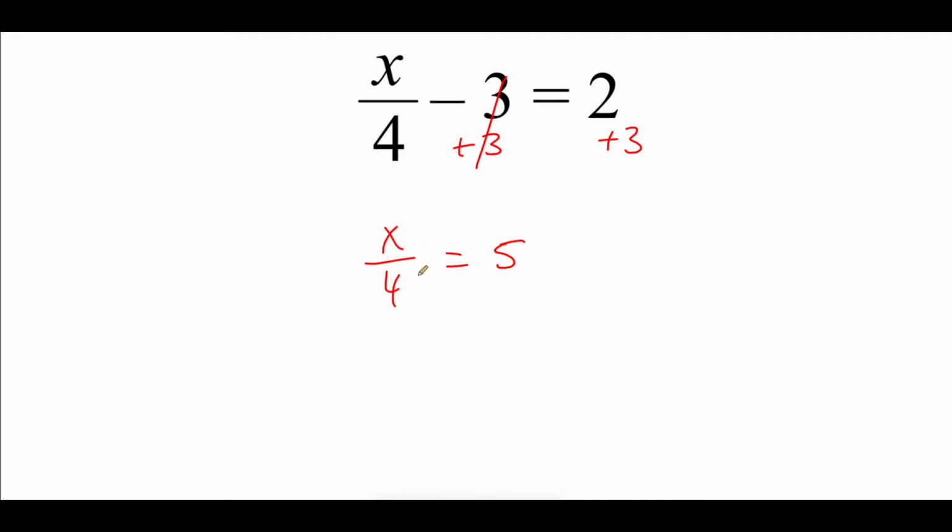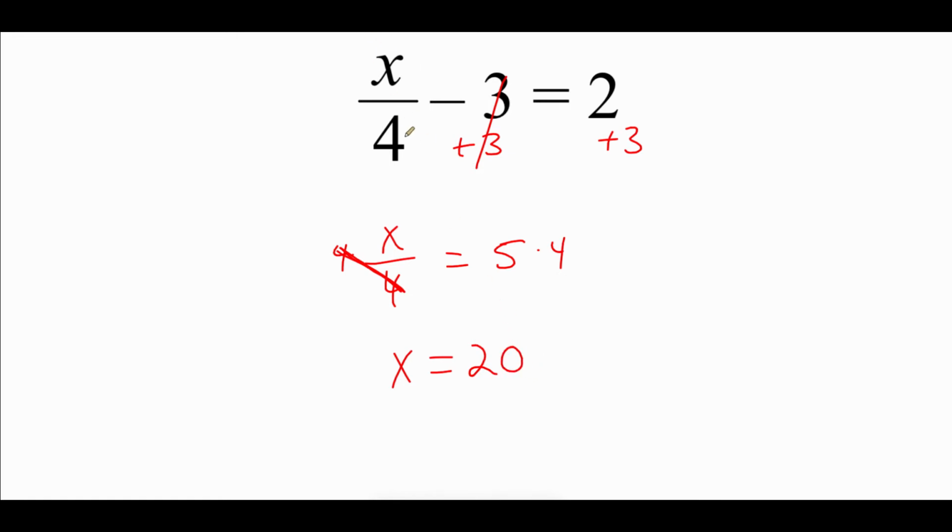Now we've got some division happening on the left-hand side. Remember that the fraction bar means divided by, so to get rid of division, we're going to have to multiply both sides by this 4 that's on the bottom of that fraction. So the times 4 and divided by 4 cancel each other out, leaving us with just a plain x. And on the right-hand side, 5 times 4 gives me 20.